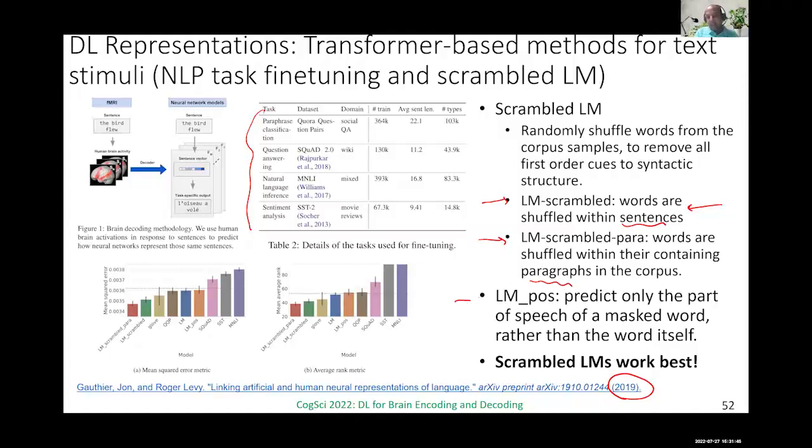And then there is a language modeling part-of-speech tag variant, where the language modeling loss is not for predicting the next word, but for predicting the part-of-speech tag of a masked word. What they very surprisingly observed is that the scrambled LMs worked best. It's surprising because people believed that the sequence aspect should result in better accuracies, but they observed that the scrambled language models work best.